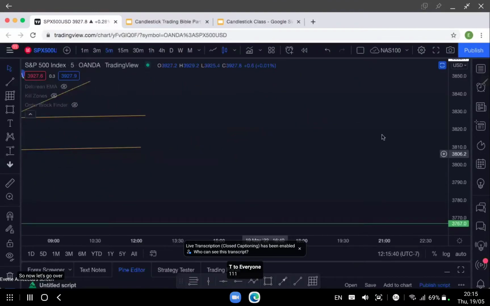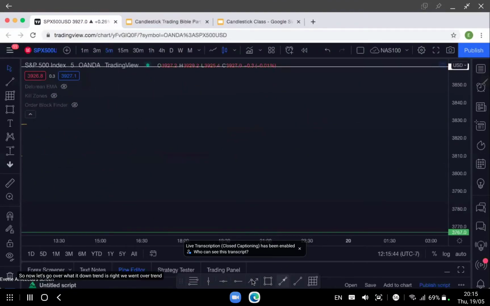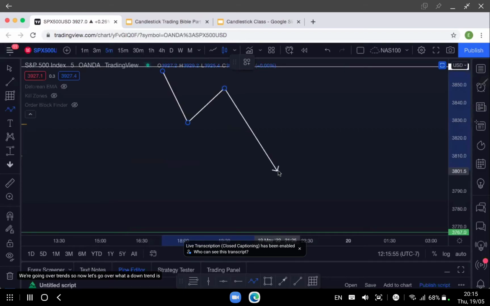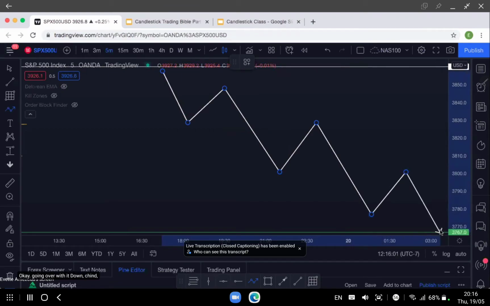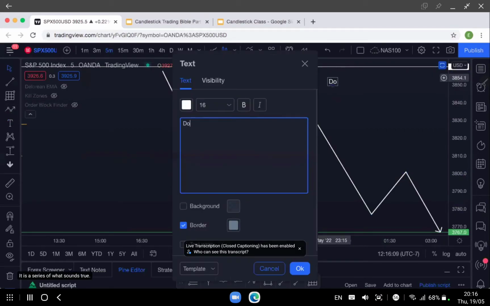So now let's go over what a downtrend is. We went over trends, now let's go over what a downtrend is. This is your downtrend. It is a series of what? What classifies this as a downtrend?